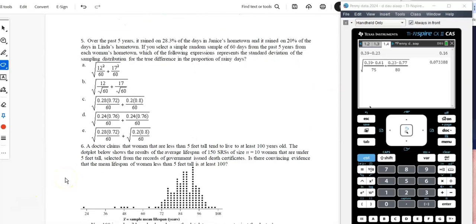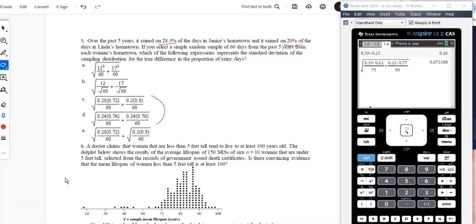Over the past 5 years, it rained 28.3% of the days in Janice's hometown, and it rained on 20% of the days in Linda's hometown. Select a simple random sample of 60 days from the past 5 years for each woman's hometown. Which of the following expressions represents the standard deviation of the distribution of the true difference in the proportion? So even though it's different, we're going to add these numbers. It's going to look like one of these, I believe. So what's the difference between those? The first one was 0.28, 28.283.